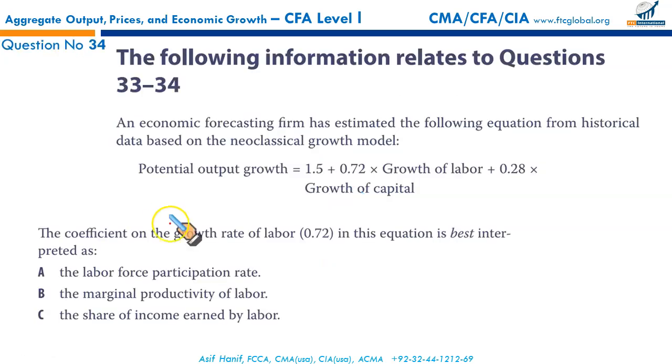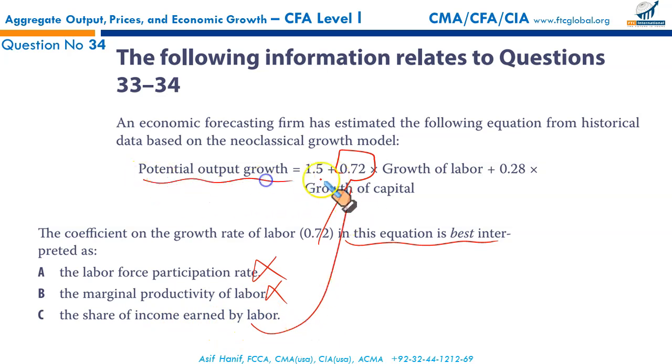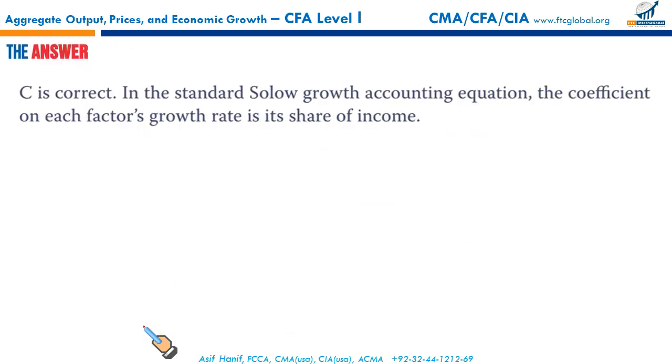Same question. The coefficient on the growth rate, 0.72, this one, in this equation is best interpreted as labor force participation rate? Absolutely no. The marginal productivity of labor? Absolutely no. This is the share of income earned by the labor, because we are talking about the potential output growth. So it is how much is contributed by the labor and the capital. So this is basically the share of income earned by labor. C is the right answer. Next.